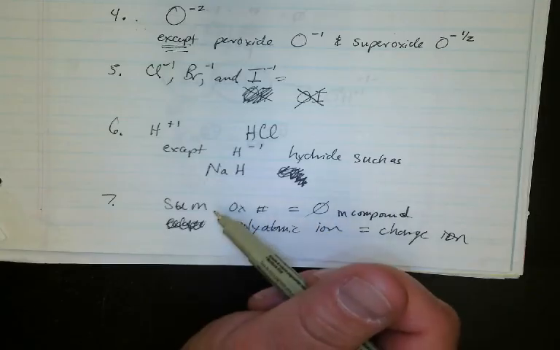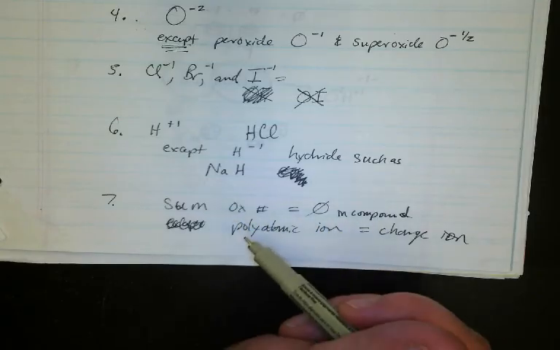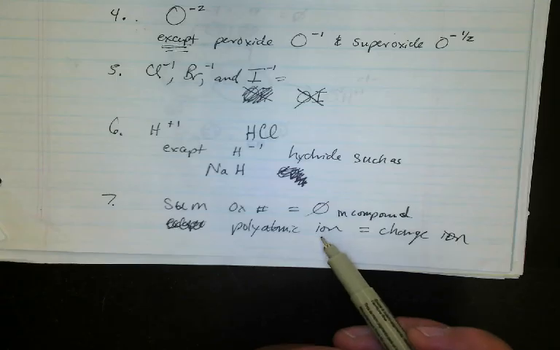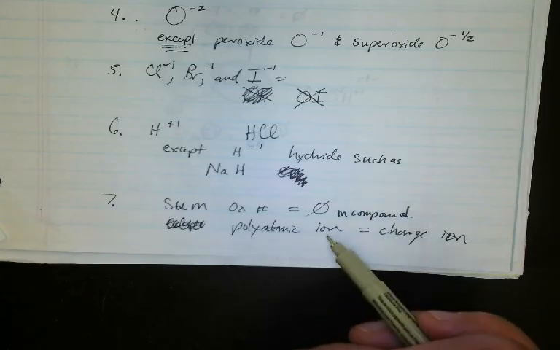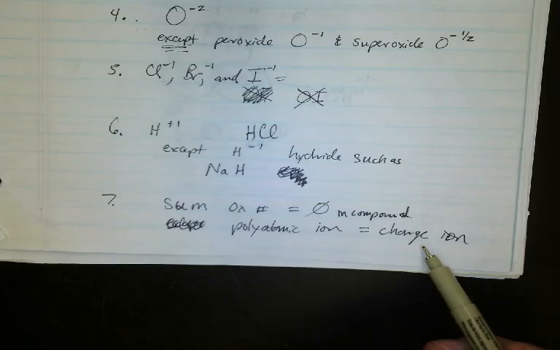Now, if you separate a compound into its ions and you have a polyatomic ion, then the oxidation numbers of that polyatomic ion are going to be equivalent to the charge of that ion.